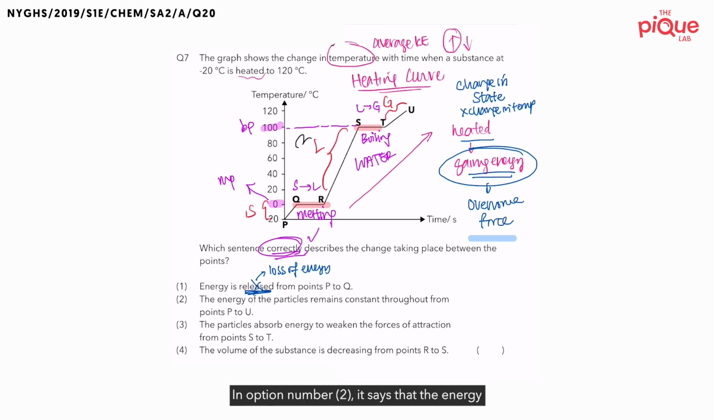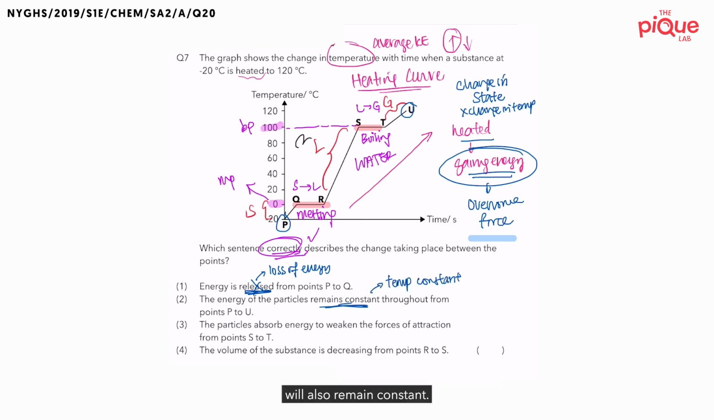In option number 2, it says that the energy of the particles remains constant throughout from points P to U. Remember that temperature is the measure of the average kinetic energy. So if the energy remains constant, what does that tell you about the temperature? This tells us that the temperature will also remain constant. Is that what is happening here in this graph? It is not, as we can see clearly that the temperature is increasing. Therefore, this option is incorrect.